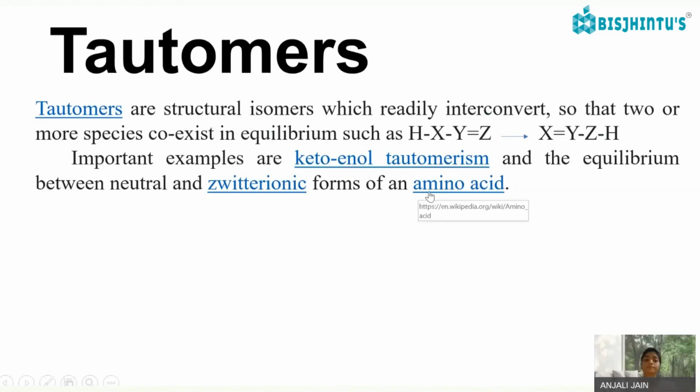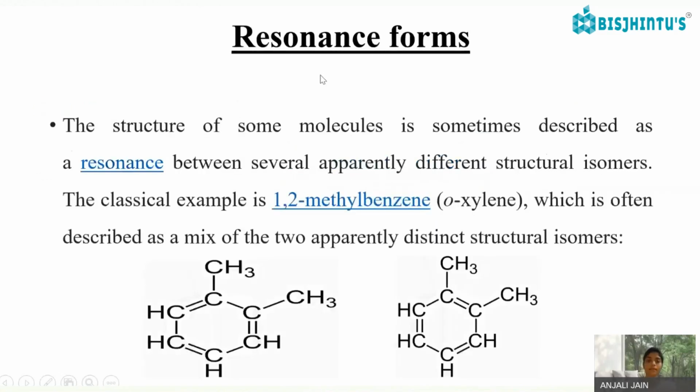These amino acids. Now resonance forms. The structure of some molecule is sometimes described as a resonance between several apparently different structural isomers. The classical example is 1,2-dimethylbenzene, or orthoxylene, which is often described as a mixture of two apparently distinct structural isomers.